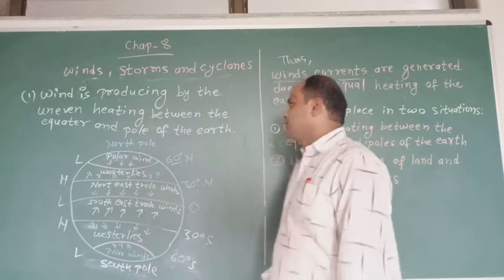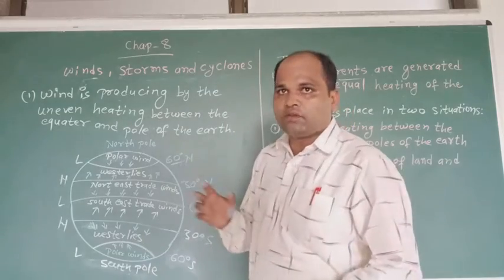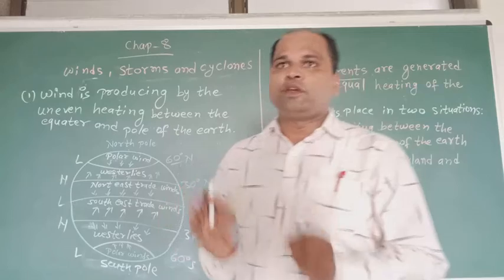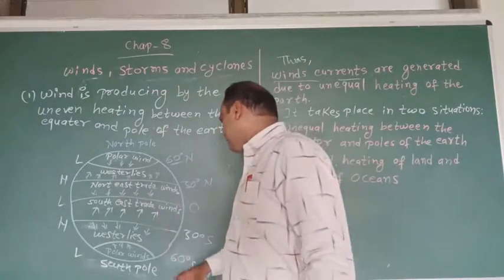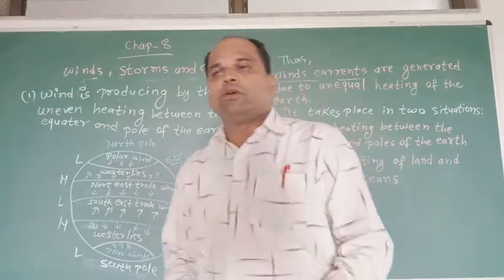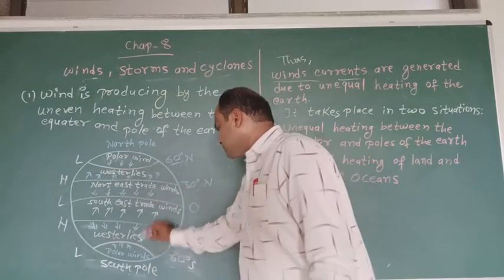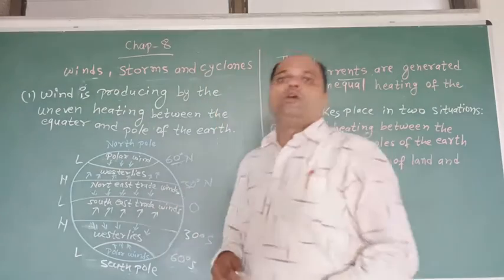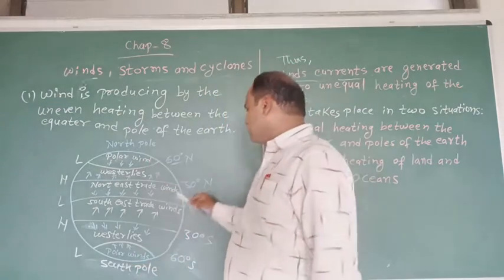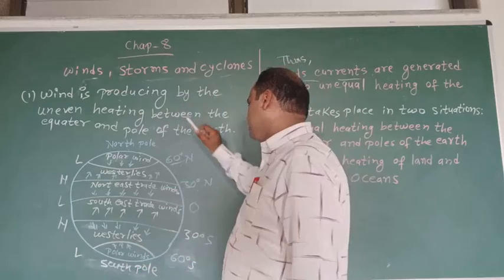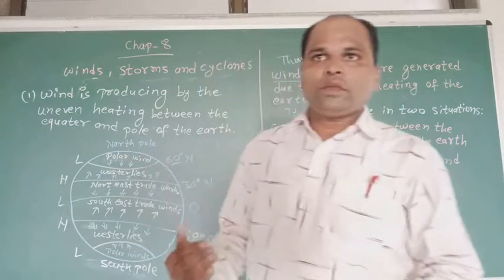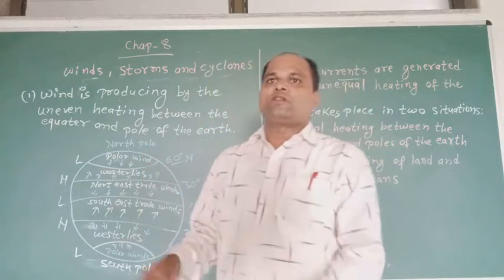So I hope you have all understood. The wind is produced by the uneven heating between the equator and the poles. So this is the equator and this is the pole, the south pole and the north pole, so equator to north pole and equator to south pole show uneven heating.